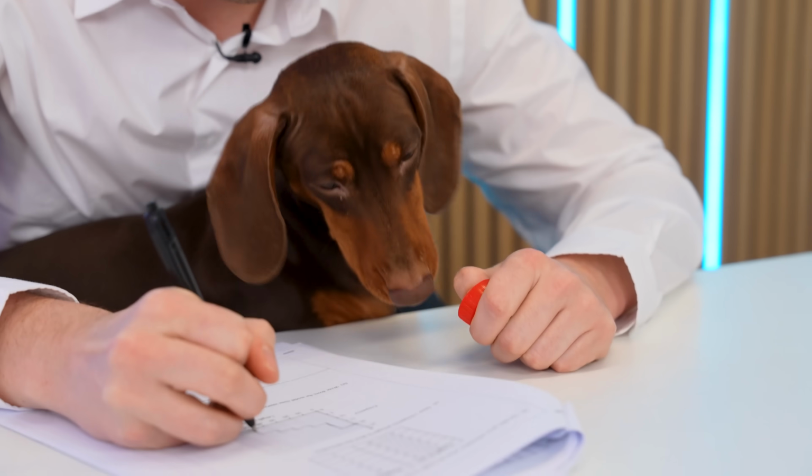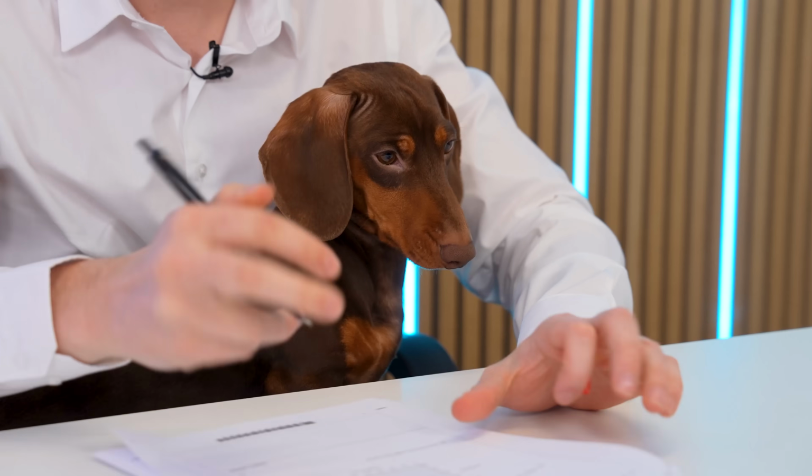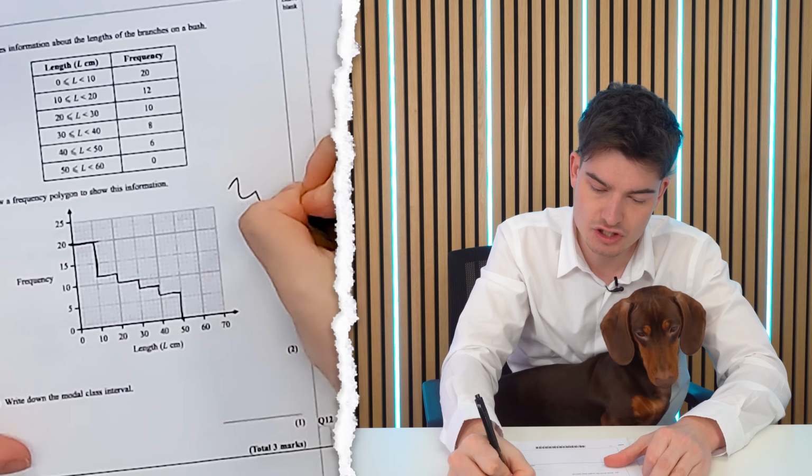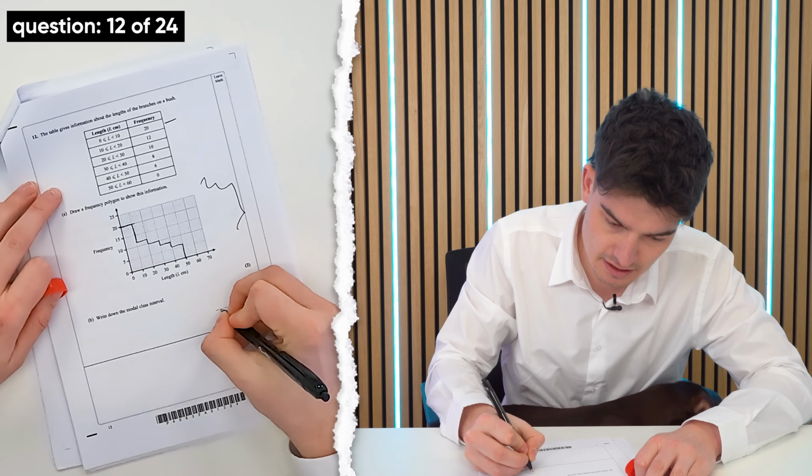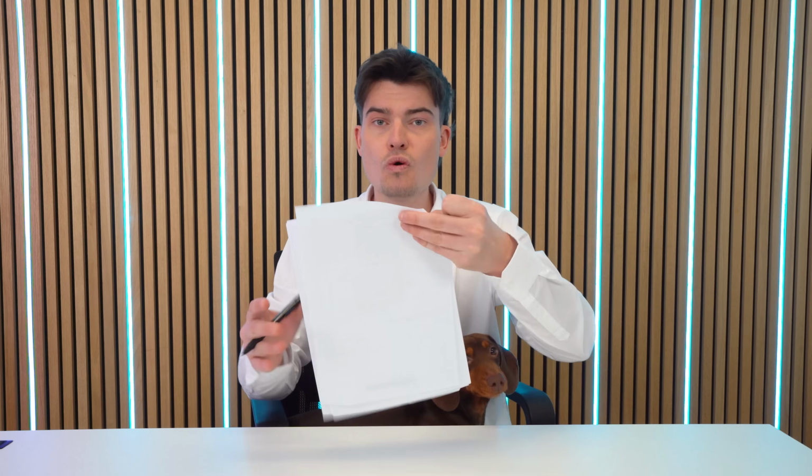I think that looks like a frequency polygon to me, unless I'm supposed to have gone like. It's too late. It's 2 marks. We don't fret over 2 marks. Write down the modal class interval. I reckon that sounds like the most. That would be this one. So I'm going to say 0 to 10.